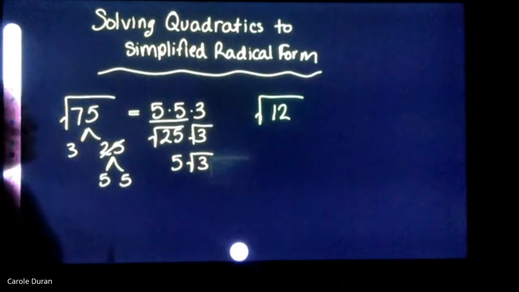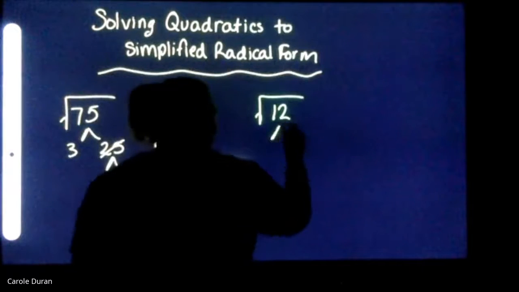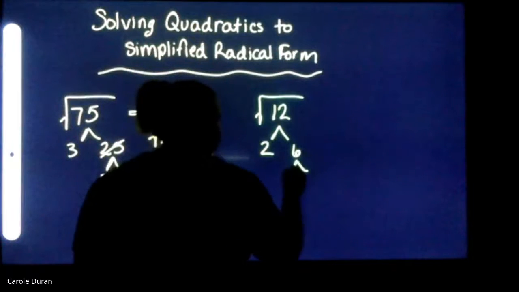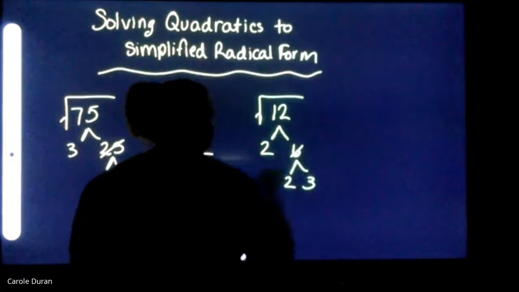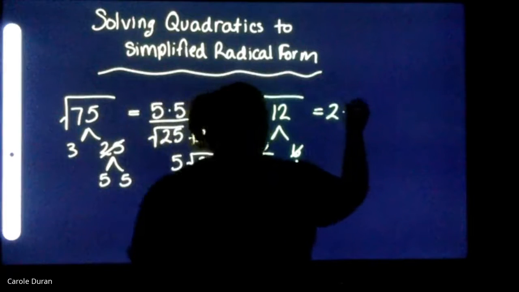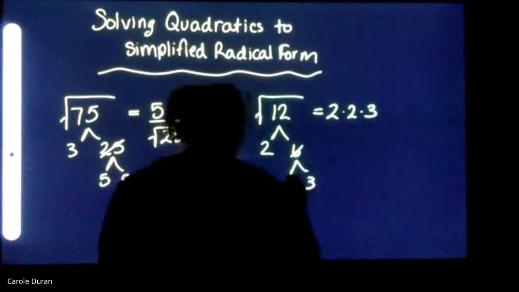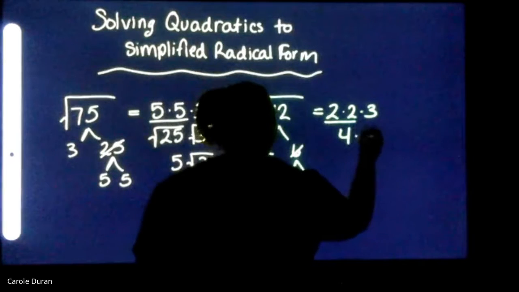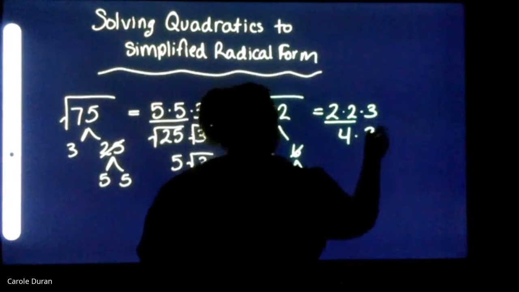Hopefully we went ahead and broke 12 down into 2 times 6. 2 is prime, 6 is not. So we break 6 down into 2 times 3. So when I rewrite this, I have 2 times 2 times 3. I have one matching pair of 2's, so 2 times 2 becomes 4. And the 3 just stays.